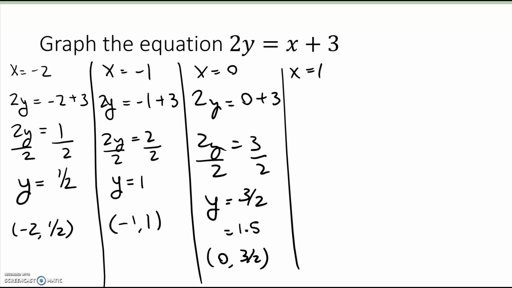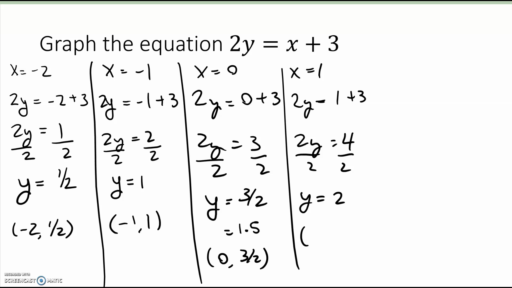Okay, x is equal to 1, so 2y is equal to 1 plus 3. So 2y is equal to 4. Divide both sides by 2 because we want y by itself. 4 divided by 2, or half of 4, is 2. So our ordered pair here is 1, 2.